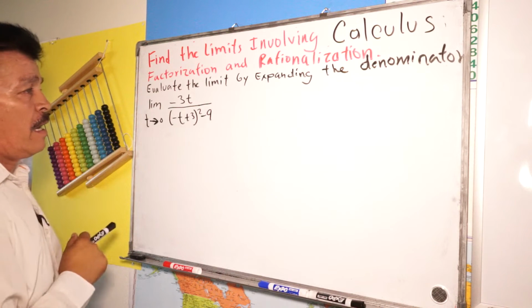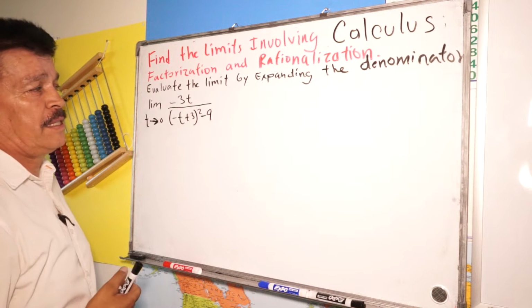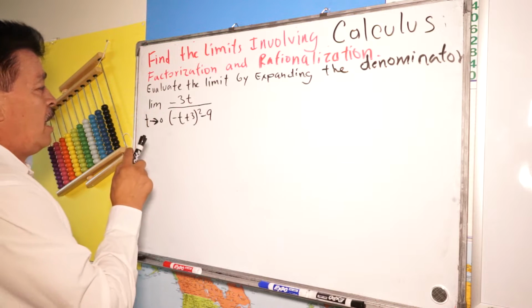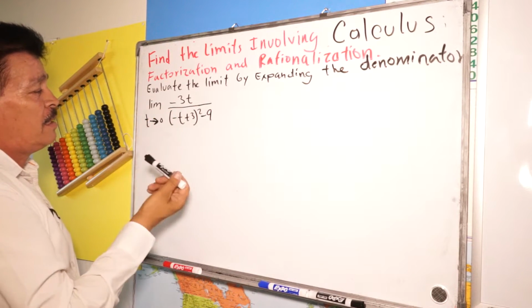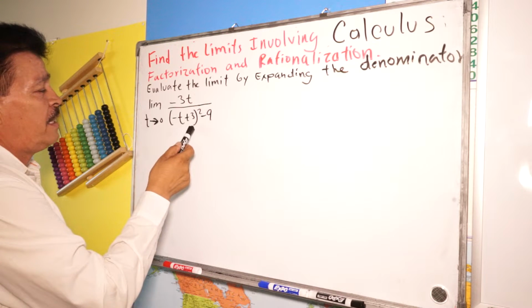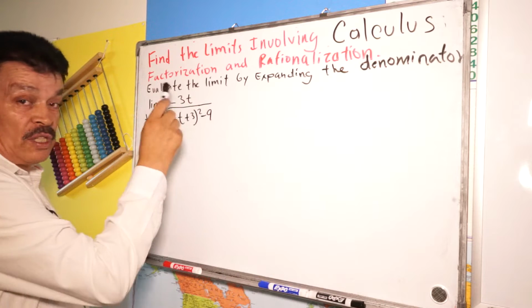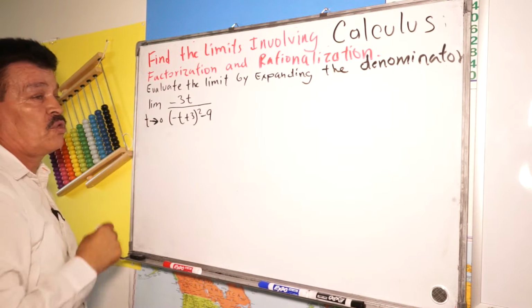Okay. Our problem for today is: evaluate the limit by expanding the denominator. In this problem, the limit of -3t divided by (-t + 3) to the second power minus 9, when t approaches 0.